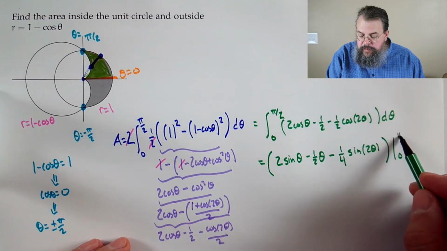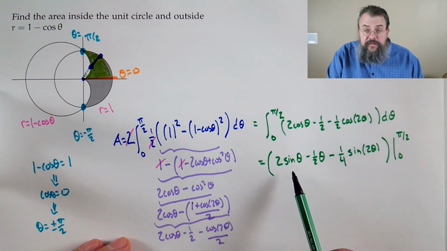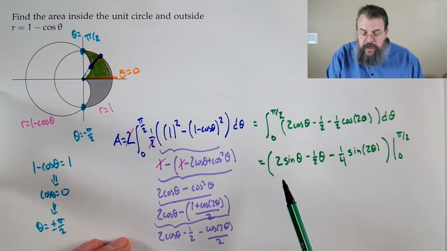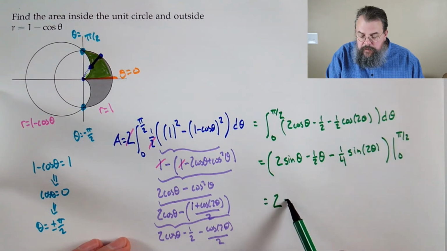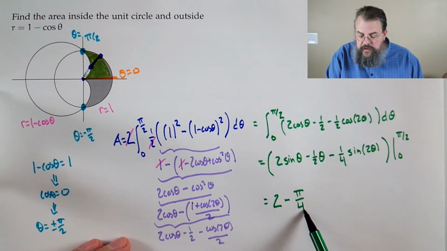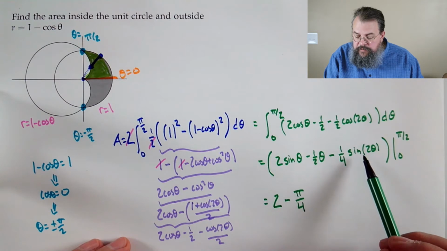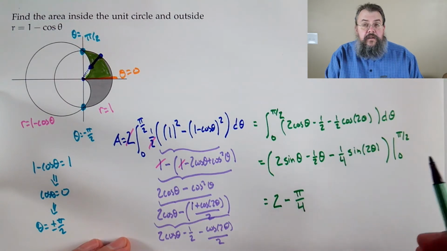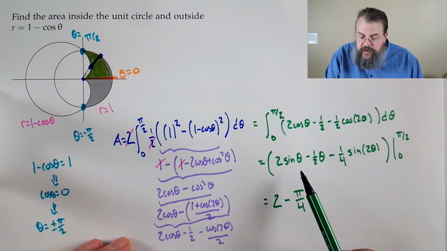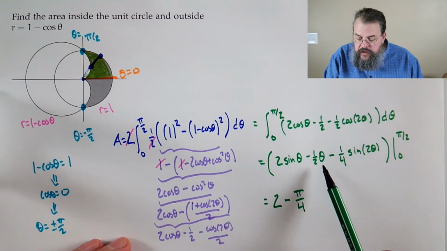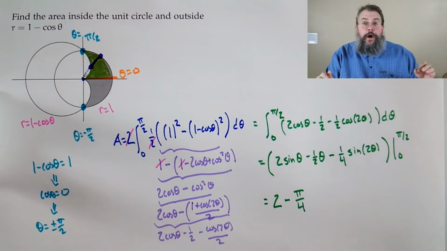Evaluate from 0 to pi over 2. All right, well, let's see. Sine of pi over 2 is 1, so we have 2. Then a half times pi over 2 would be minus pi fourths. And then here we have a fourth times sine of pi. Sine of pi is 0. Oh, great. Now what? Well, plug in 0. Sine of 0 is 0. Here, 0. Here, 0. It all cancels.